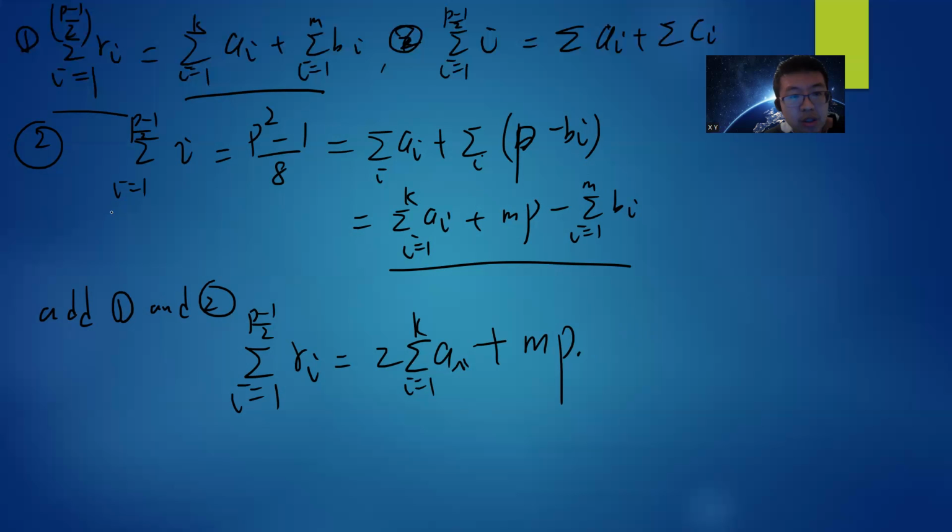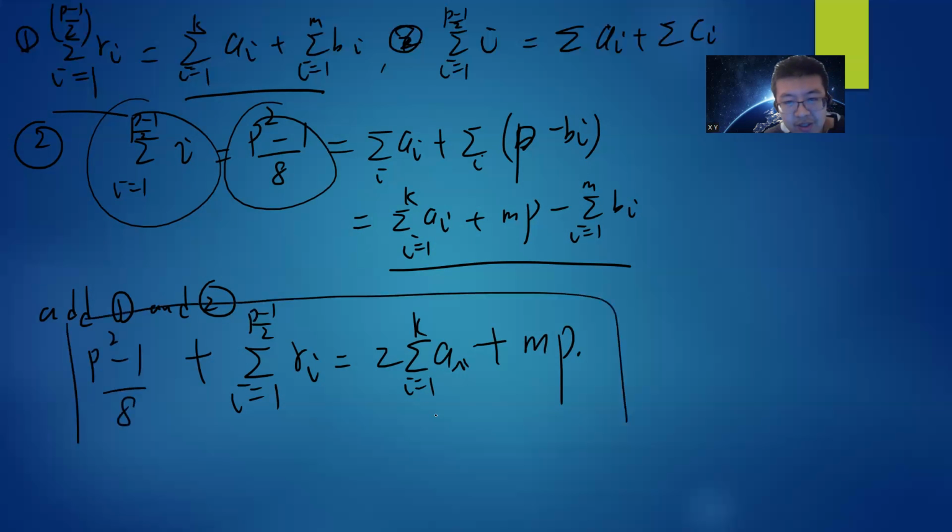Sorry, so when you add it, you still add. Sorry, I forgot these terms, so (P squared minus 1) divided by 8. So just add the equations 1 and 2. If you mod 2, this guy will cancel. So hopefully this almost finishes the proof. The reason is the following: MP plus 2 of this will equal this.